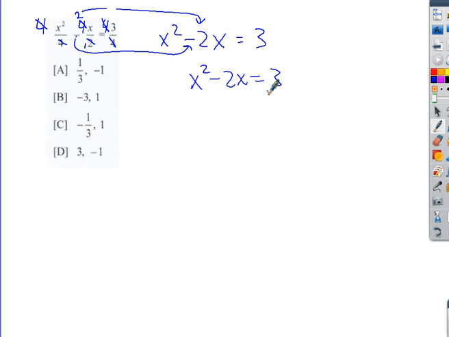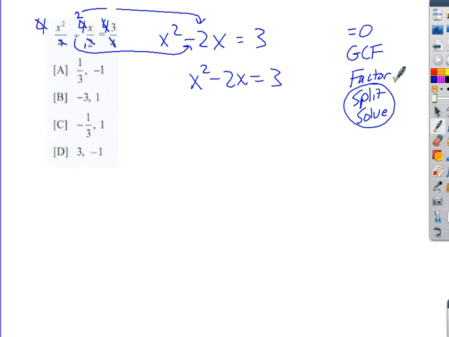All right. Now we said we had to set it to 0. We got to make it equal to 0. We're going to check for a GCF. We've got to factor it, and then we're going to split and solve. Or if you were comfortable, we could bypass these two stages and take opposites of these at that factoring step. Okay, so let's set it to 0. X squared minus 2x minus 3 equals 0.